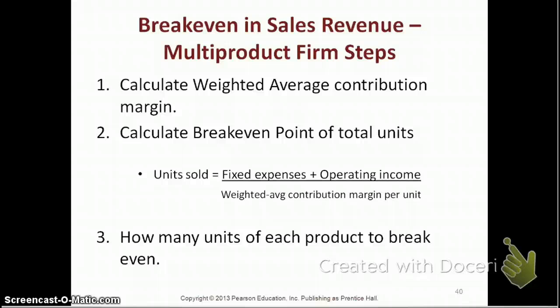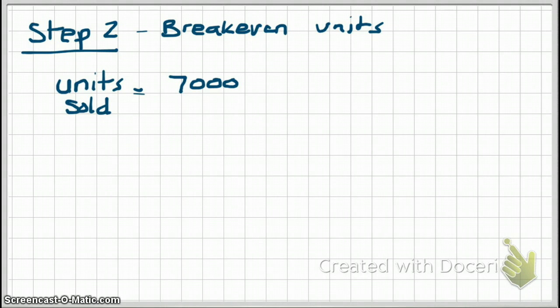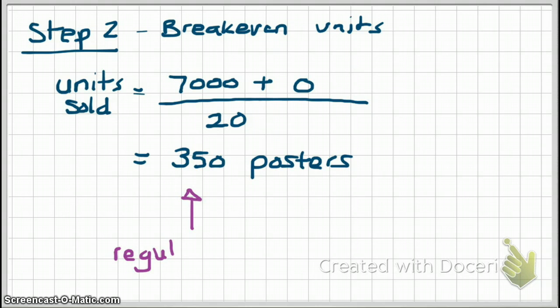So let's go and plug in our numbers next. So we know that our units sold is equal to our fixed expenses, which is 7,000, plus operating income, and we know that at break-even our operating income is 0, and you're going to divide it by your weighted average contribution margin, which was 20. So we need to sell 350 posters, 350 units to break even. But keep in mind that this 350 posters is a sum of regular plus large posters. We don't know how many regular posters and how many large posters we need to sell. We just know that we need to sell 350 posters.